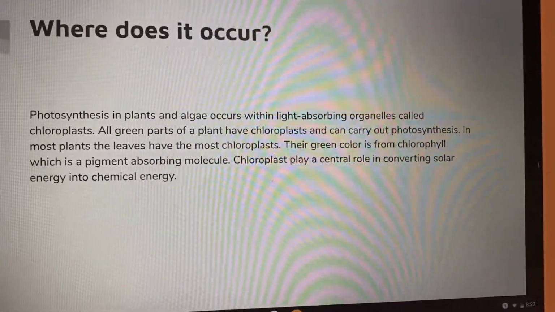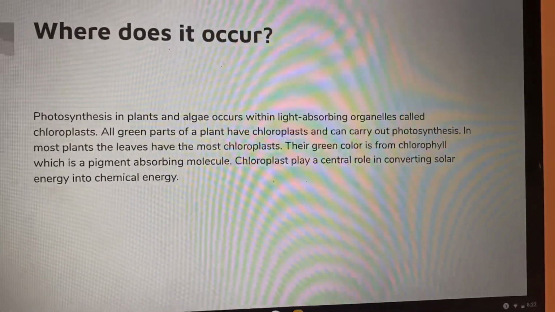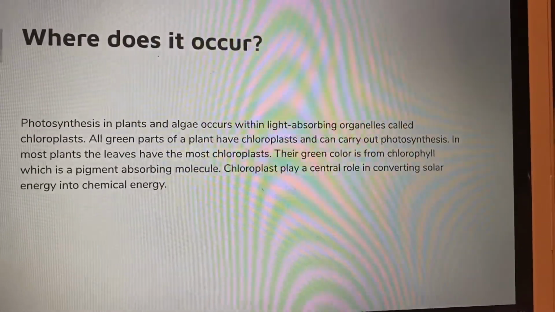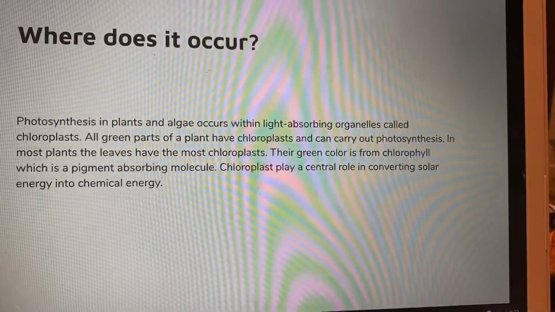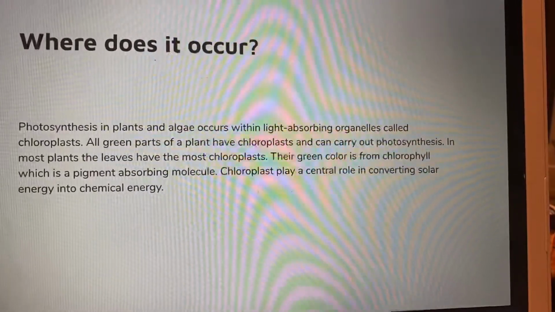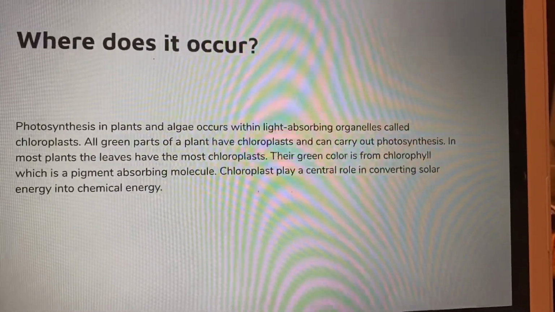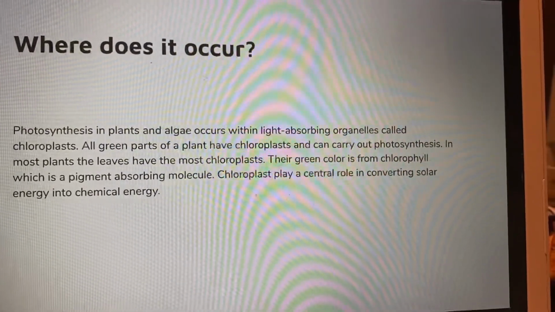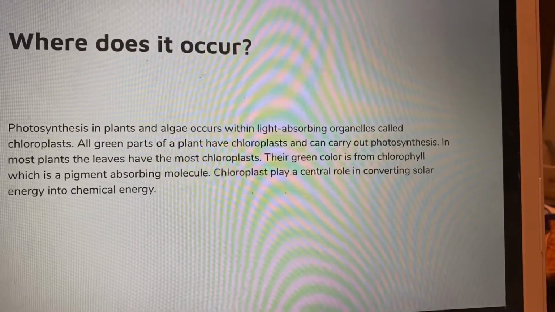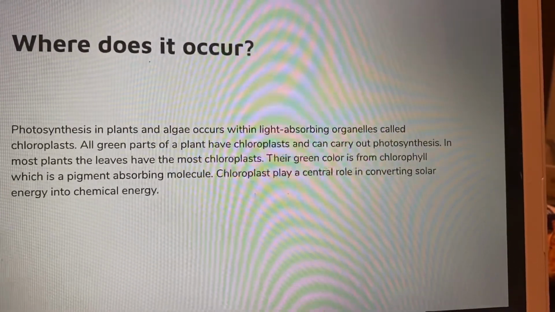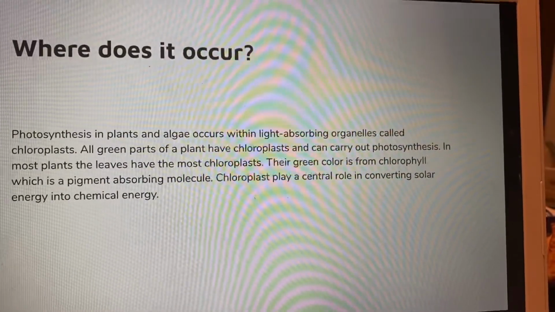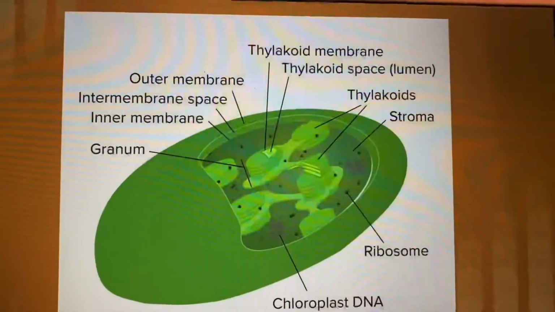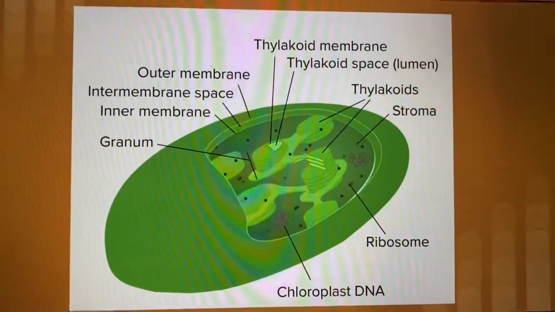So where does it occur? Photosynthesis in plants and algae occurs within light-absorbing organelles called chloroplast. So all green parts of a plant have chloroplast and can carry out photosynthesis. In most plants, the leaves have the most chloroplast. Their green color is from chlorophyll, which is a pigment-absorbing molecule. Chloroplast plays a central role in converting solar energy into chemical energy.